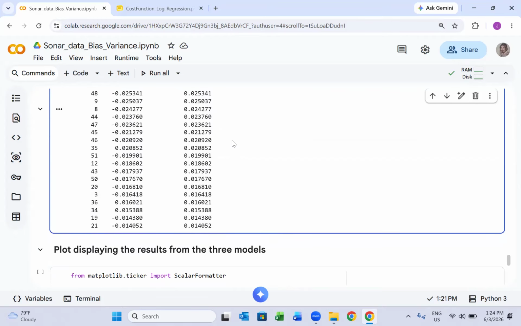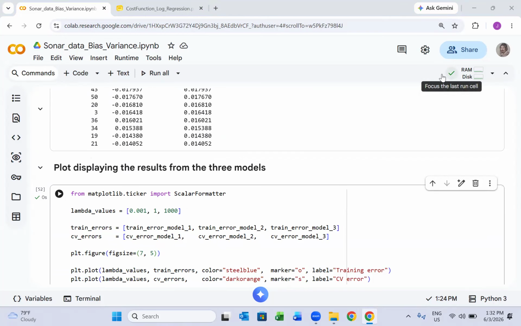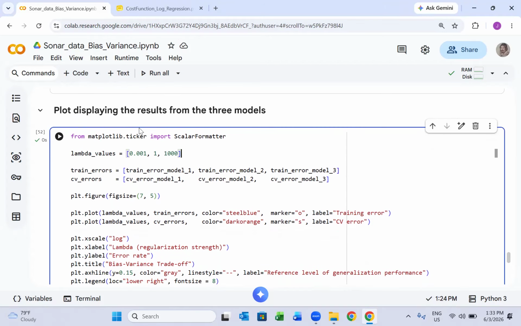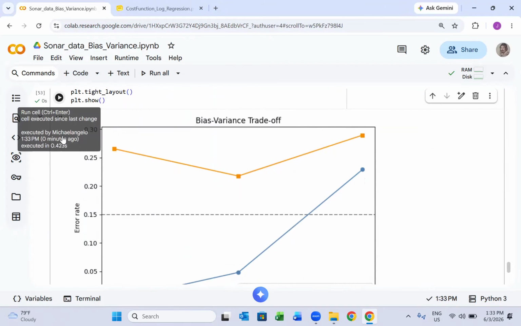All right, let's explore the plot visualizing all of this. Now in this plot, what I'm going to show you is the training error and cross validation error for each of the 3 models. And remember that each of the 3 models was obtained with a different lambda, with a different regularization strength. Okay, and as you will see, a plot like this will allow us to spot high bias and high variance situations. Okay, so let's run the code cell and let's take a look at the plot to understand it.